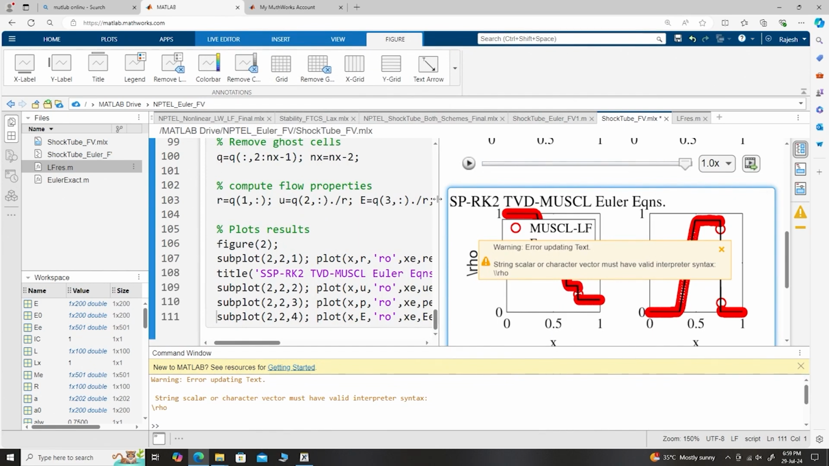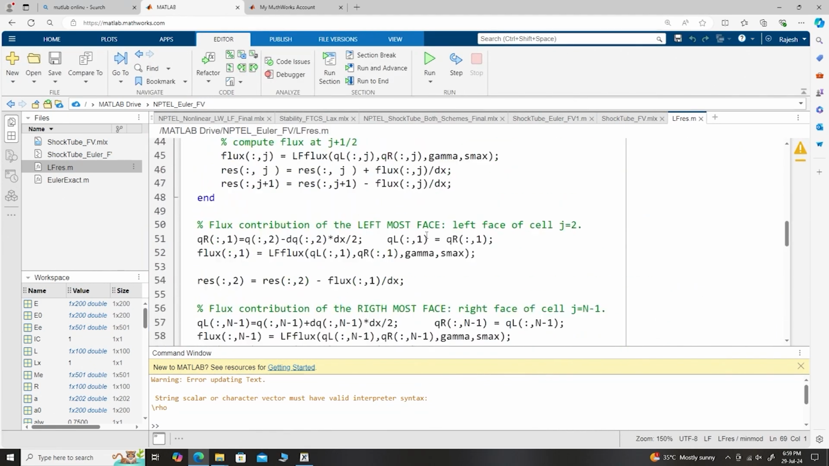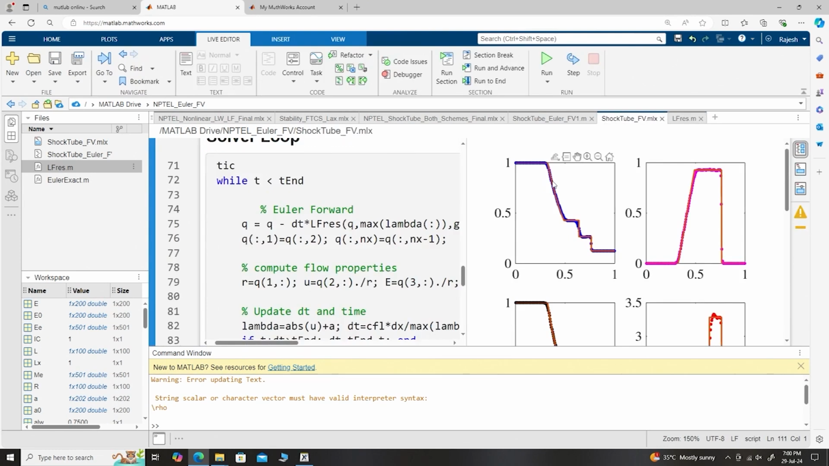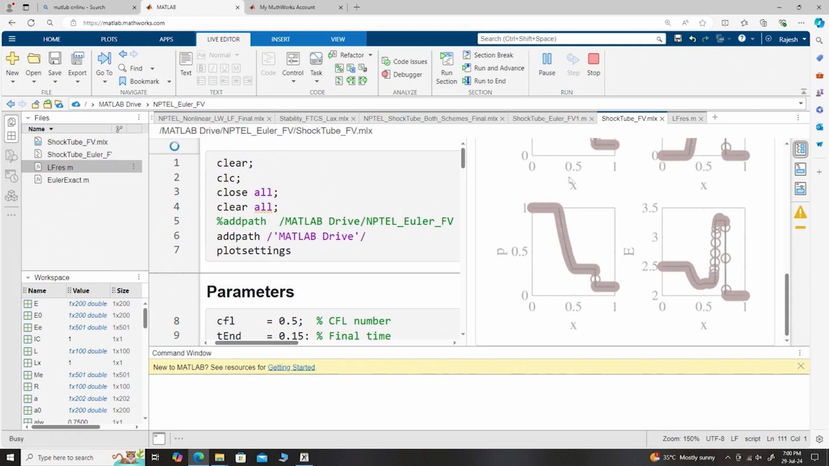Now, let me just do one thing. Instead of using the minmod limiter, let me just use the forward difference. So, what I am saying is that my dq ij is just q ij plus 1 minus q ij. I am not using a limiter, I am just reconstructing from the right side, ij plus 1 minus ij. You can take an average of the two also. Just let me run.